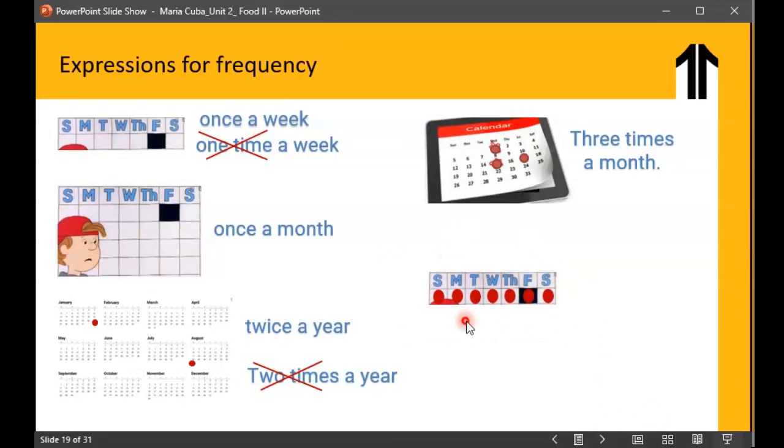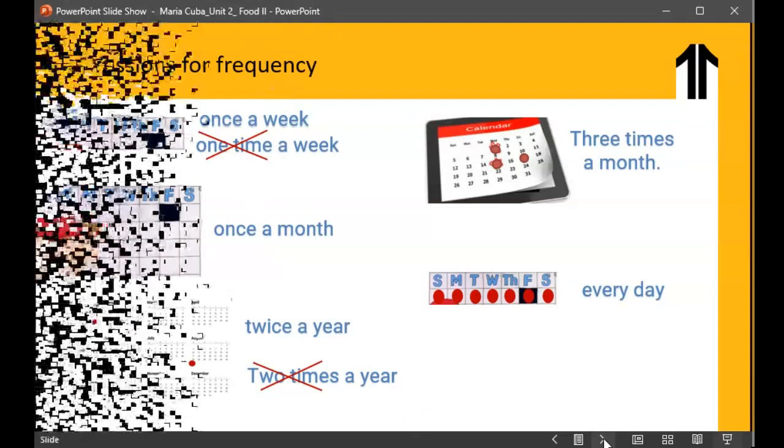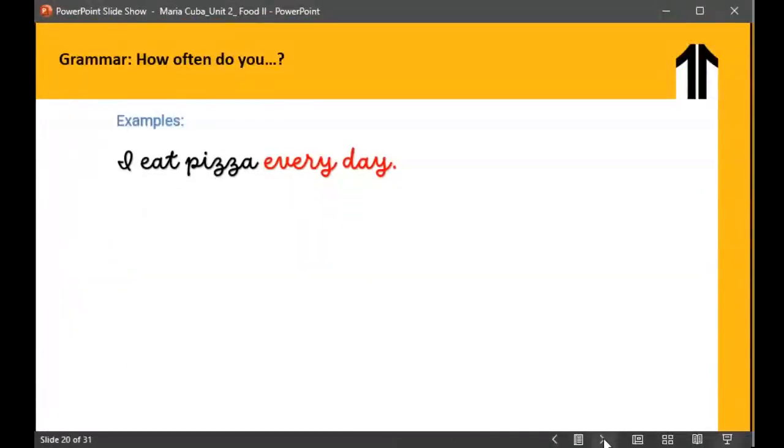And in this case, when we have more days marked, we can say, for example, every day. These are some expressions that we can use, okay, to express frequency. And what is the position of these expressions? The position is at the end. At the end of the sentence, we are going to use these expressions.